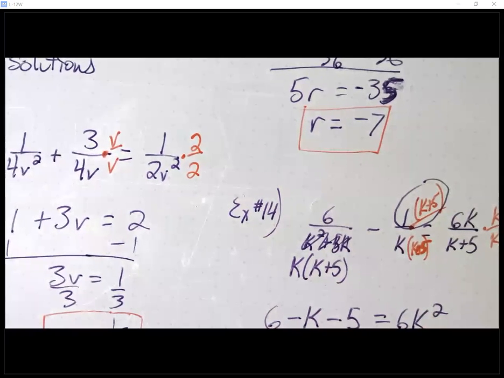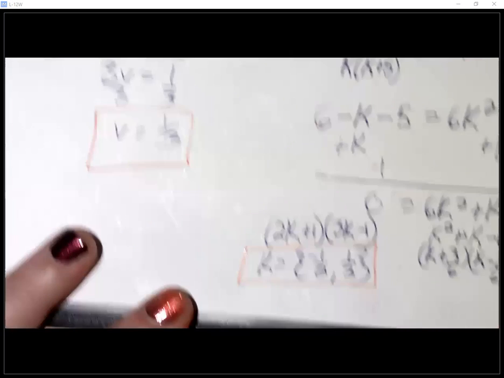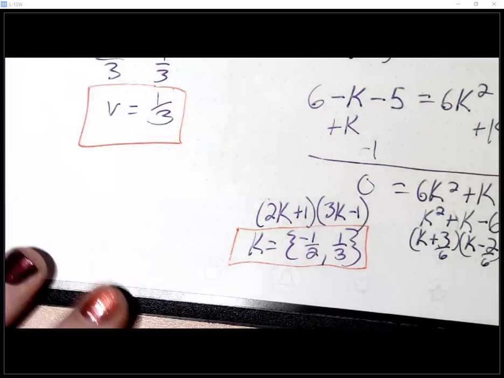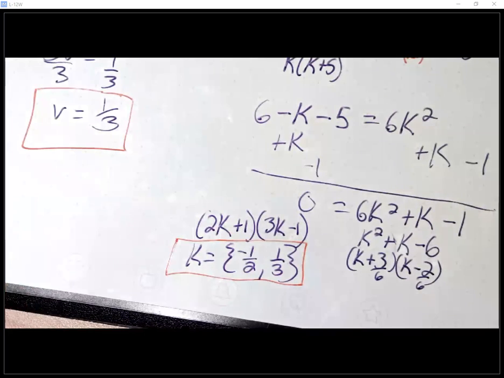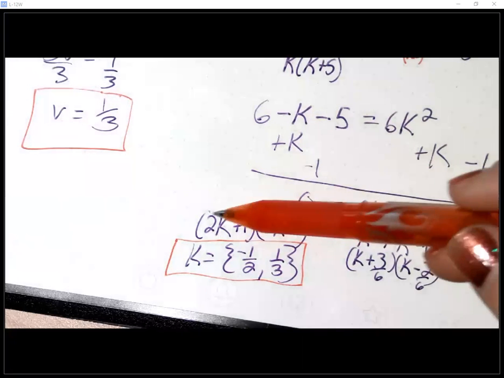Okay, did you get an answer? Anybody want to tell me what their answer is? Final answer for the whole thing. Adam, what did you get? I agree. So you're going to factor this thing however you do it. You should get a 2k plus 1 and a 3k minus 1.